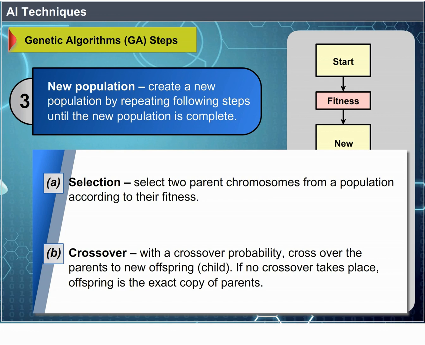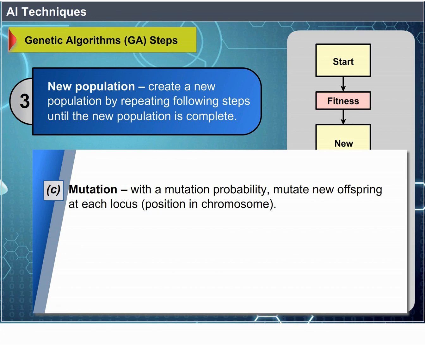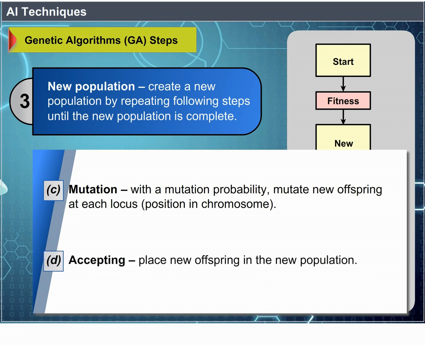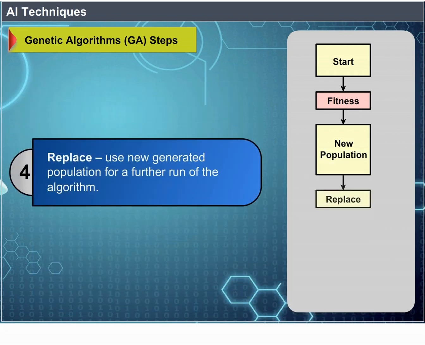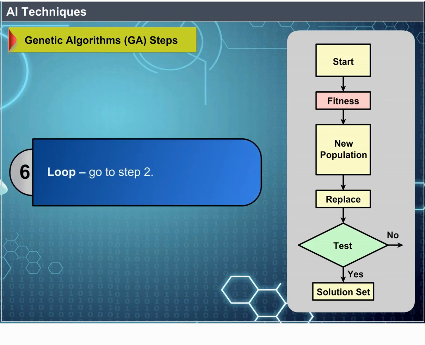If no crossover takes place, the offspring is an exact copy of the parents. Mutation: with the mutation probability, mutate the new offspring at each locus, a position in the chromosome. Accepting: place the new offspring in the new population. Replace: use the newly generated population for a further run of the algorithm. Test: if the end condition is satisfied, stop and return the best solution in the current population. Loop: go to step 2.